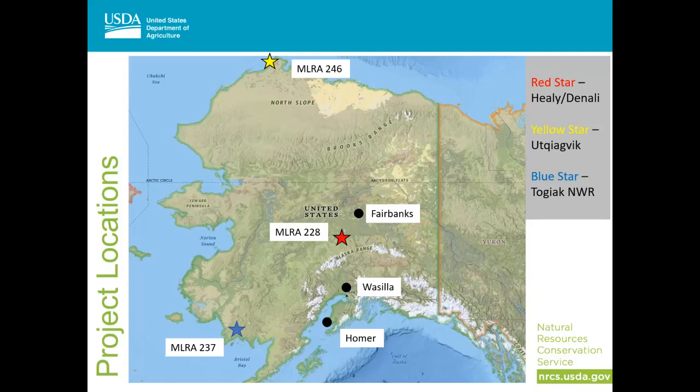The black dots represent the 3 Alaska MLRA offices, which kind of gives an idea of the distances traveled to reach our project areas. So Homer, Wasilla, and Fairbanks are all on the road system. The yellow star and the blue star are not. The red star is on the Parks Highway.